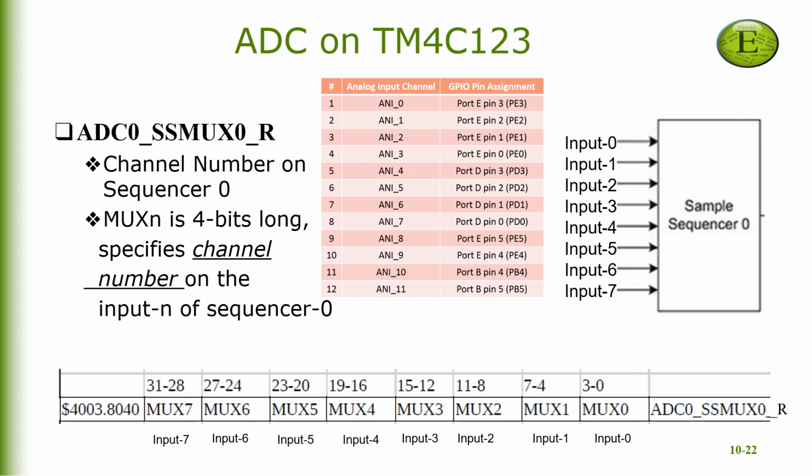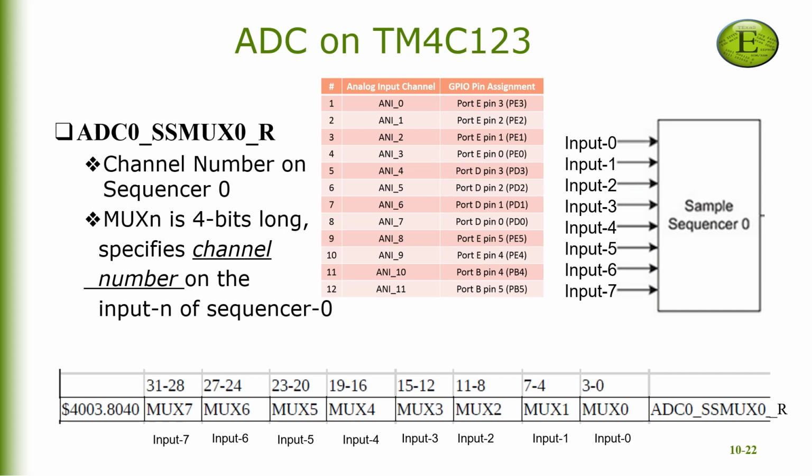Next, how do we connect the analog input channels to the inputs of the sample sequencer? For example, if we consider sample sequencer number 0, we have a register for each sample sequencer. In this case, we are looking at a register that configures the input channel to the inputs of sample sequencer 0, and the register is SSMUX0. This 0 corresponds to sample sequencer 0. Likewise, there is going to be a different register such as SSMUX1 for sample sequencer 1, but that only has 4 inputs. Those can be referred to in the textbook.